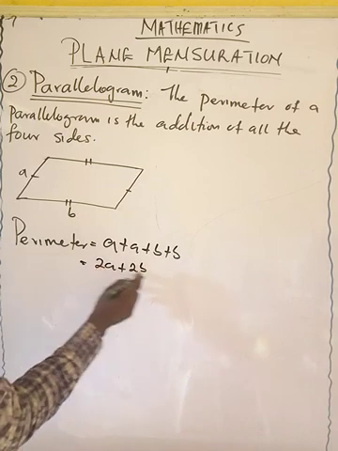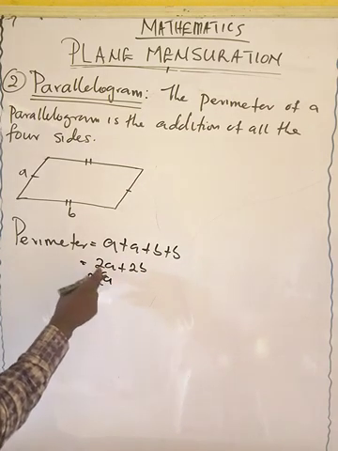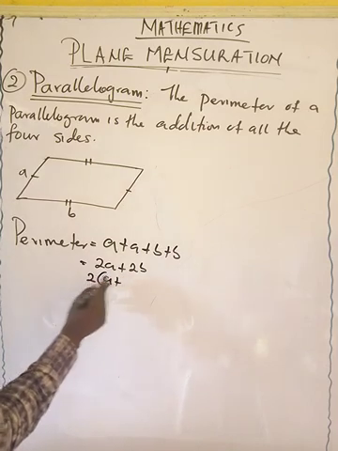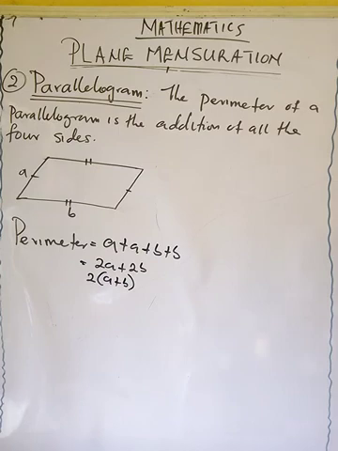So from here what is common? 2. We write 2. If I say 2 times A, that will still give me 2A, plus 2 times B will still give me 2B. So this is how we calculate the perimeter of a parallelogram.